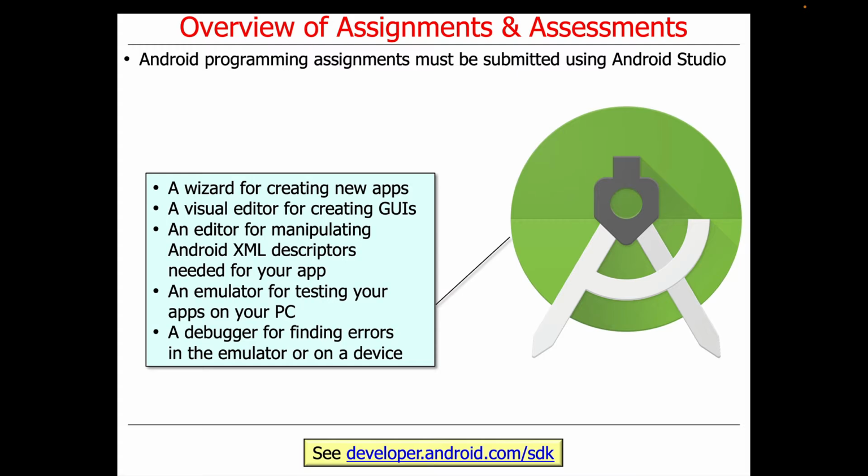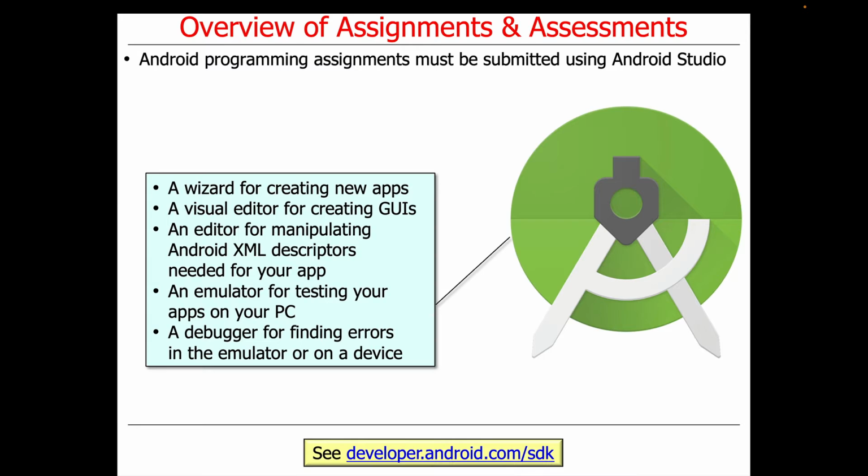Android Studio has a whole bunch of cool things. It has a wizard for making new apps. We will not be using that in this class. You'll get the app API designed for you out of the box as part of the assignment skeletons and shells. There's also a visual editor for creating GUIs. You won't need that. You'll get that out of the box. There's an editor for manipulating Android XML descriptors. You don't need to deal with that. I'm just telling you some things that Android Studio provides for you.